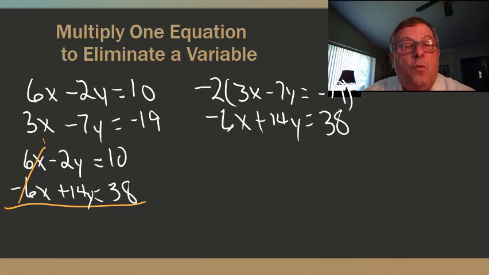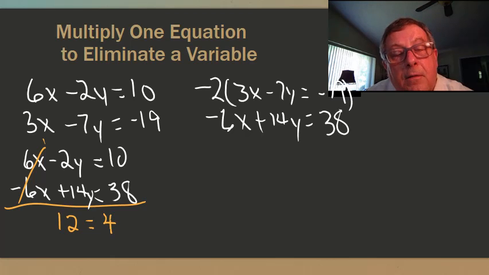Negative 2y plus 14y is going to give me 12y equals 10 plus 38, which is 48. And when I isolate the y by dividing both sides by 12, I've got y equals 4.